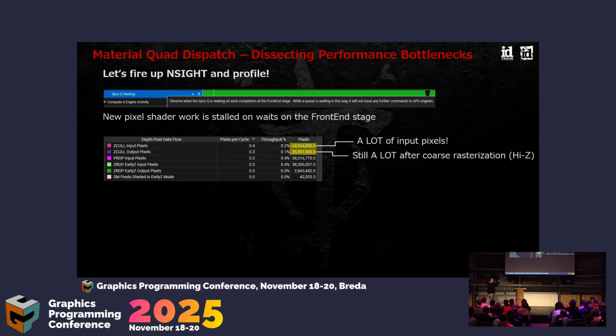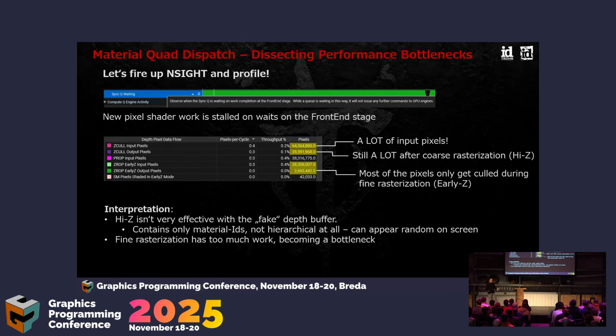And importantly, hierarchical Z culling, which happens during coarse rasterization on NVIDIA hardware, isn't really doing a very good job of culling a lot of these. So we still have a lot of pixels to process after that. Most of the work is only being done during early Z culling, which happens during fine rasterization, where individual pixels are looked at. Our interpretation is that with our fake depth buffer, which doesn't contain any structured data at all and just contains random material IDs, hierarchical Z culling isn't effective, and fine rasterization has just too much work to do.